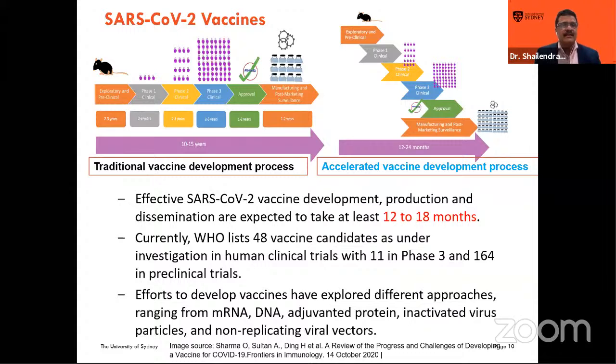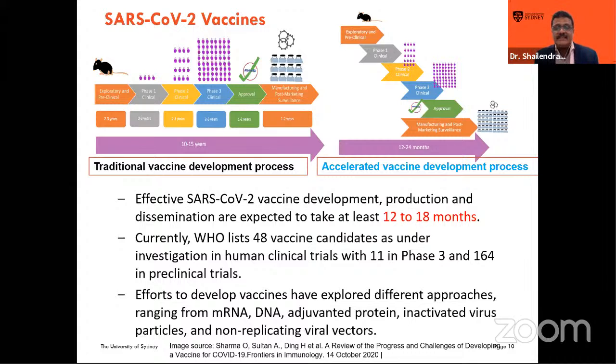So this is a typical example of what happens in vaccine development. You go from a preclinical phase, and probably everybody's heard about this in newspapers nowadays, from phase 1 to phase 2 to phase 3, and then the approval and the marketing. All of this typically takes 10 to 15 years. That's the traditional vaccine development process. What we have is an amazing accelerated vaccine development process of 12 to 24 months. Now we're almost close to 12 months. The expectation is that we will have a vaccine very soon.